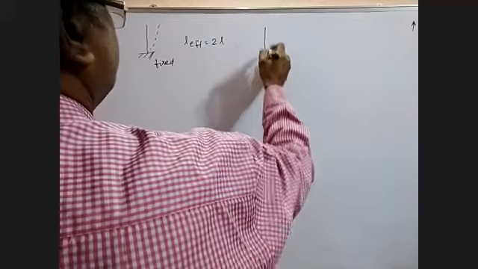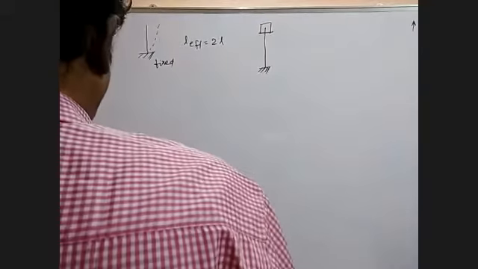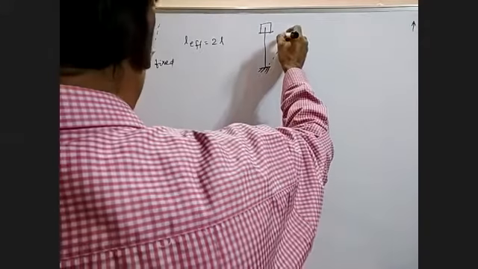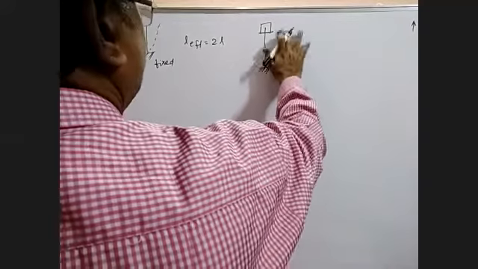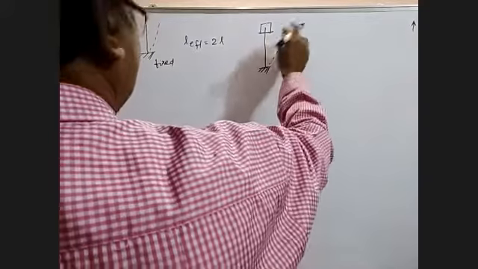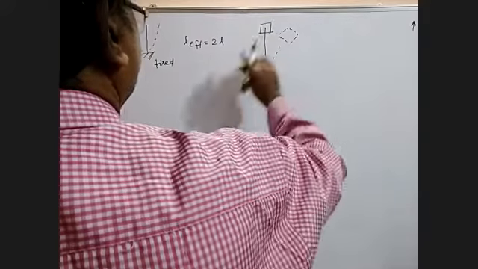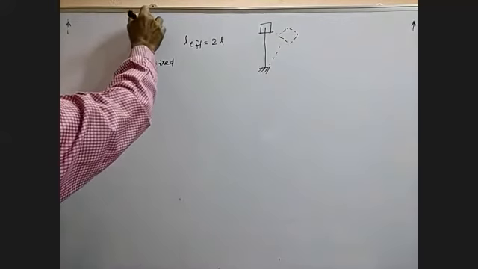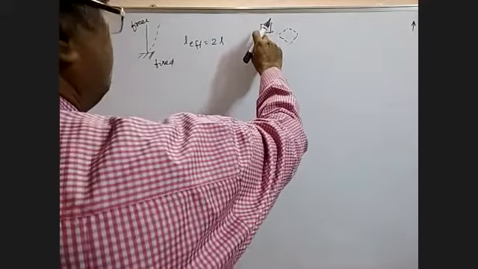One end is fixed. This is the position is fixed. You have a rotation here. Rotation on the end, one end fixed. So one end fixed, one end free. This is free. 2L. One end is fixed. Here the position is fixed.